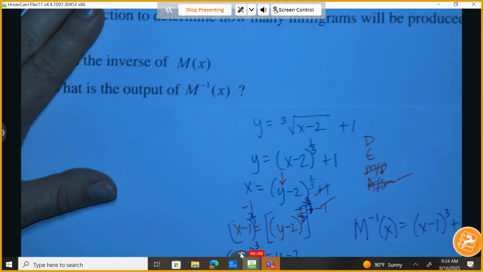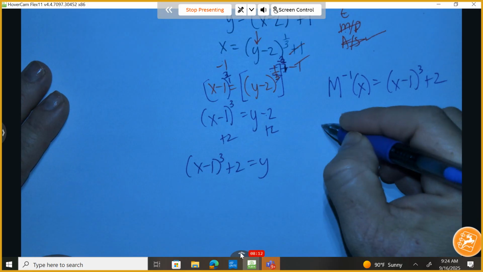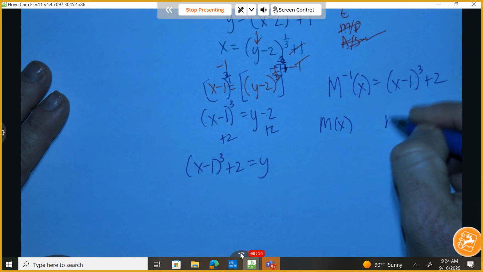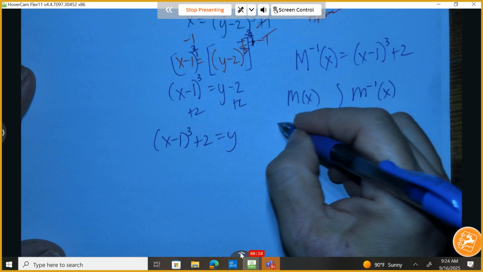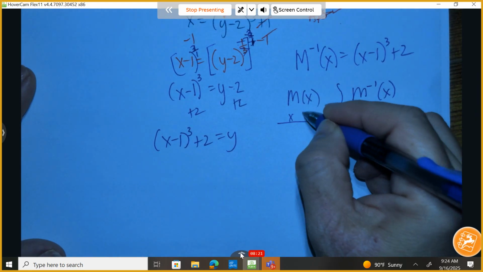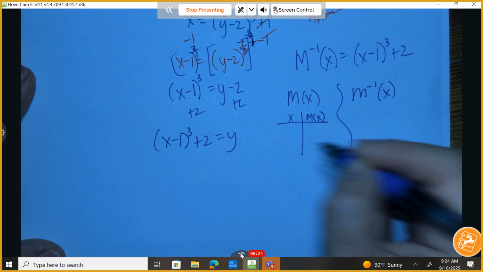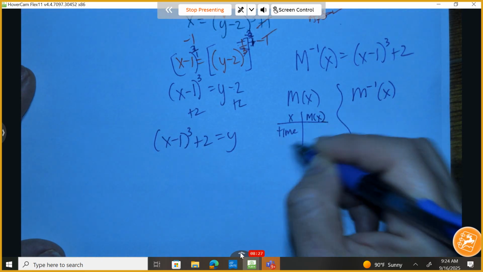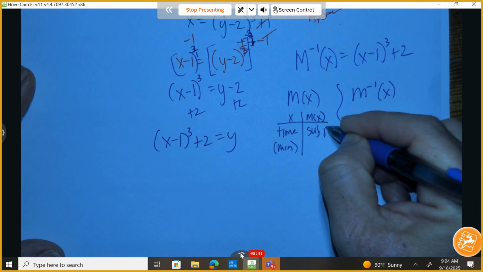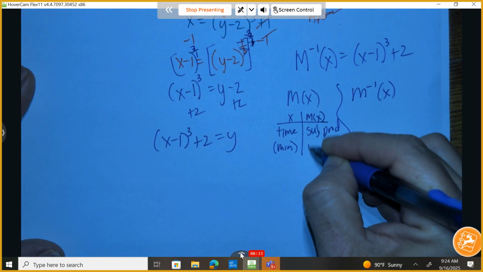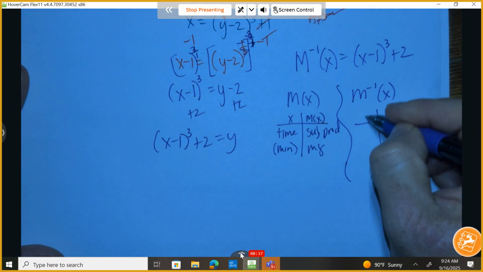Now what is the output of this and what is the input? Here's what I think of: the original problem, and the inverse problem. Let's not make this more complicated than it has to be. In the original problem, we had our inputs, like our x's, and our outputs, which we often want to say y's, but it's m of x here. Our input was time, in terms of minutes, and our output was substance produced, in terms of milligrams.